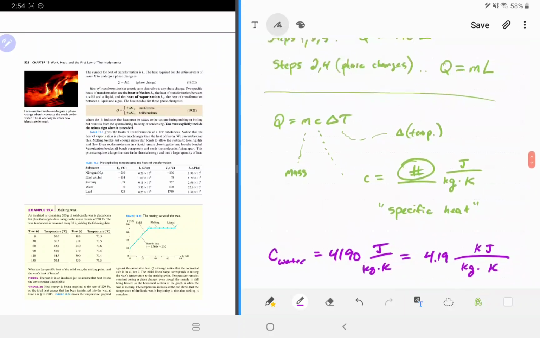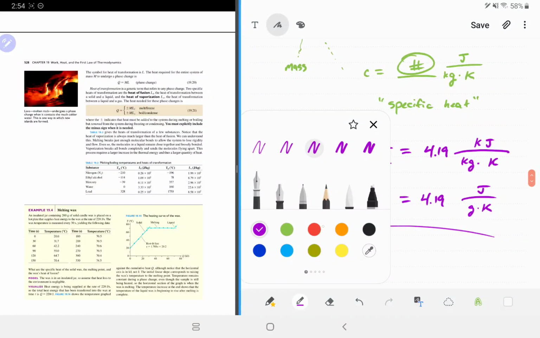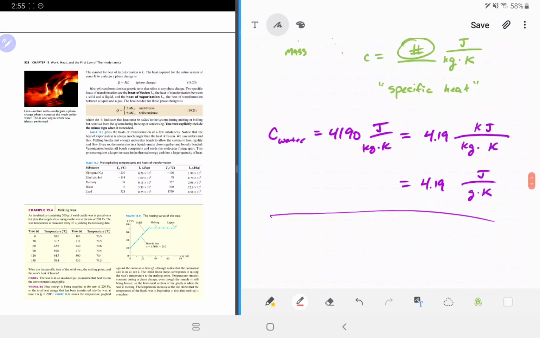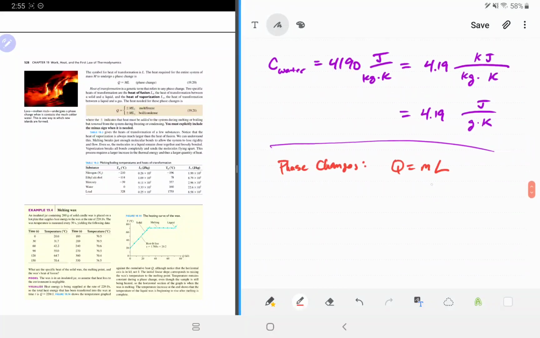Okay, so that's the first equation. The second equation I want to focus on, and really this is just going over some terminology here, is this Q equals for phase changes. We have Q equals mL. So this L is called the latent heat.